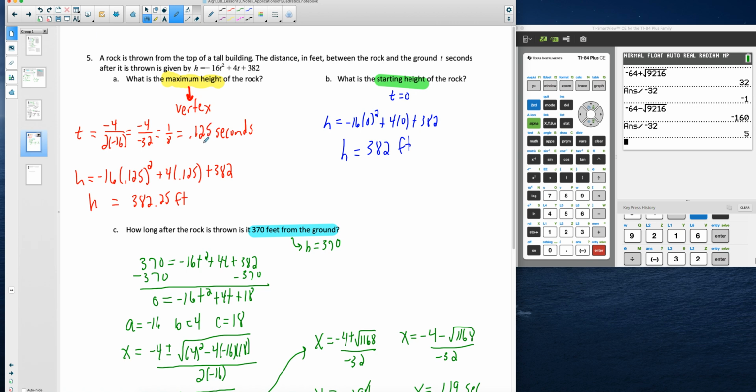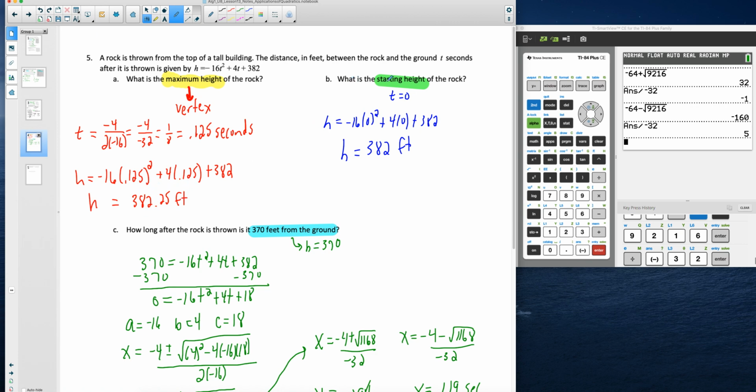So it's not in the air very long, once it's been thrown, to reach its maximum height. Now, notice it says, what is the maximum height? Now, this is how long it took to get there. So now we have to take this 0.125 and go back and plug it into our equation up here. And once you do that, you get 382.25 feet. And so that would be the maximum height.